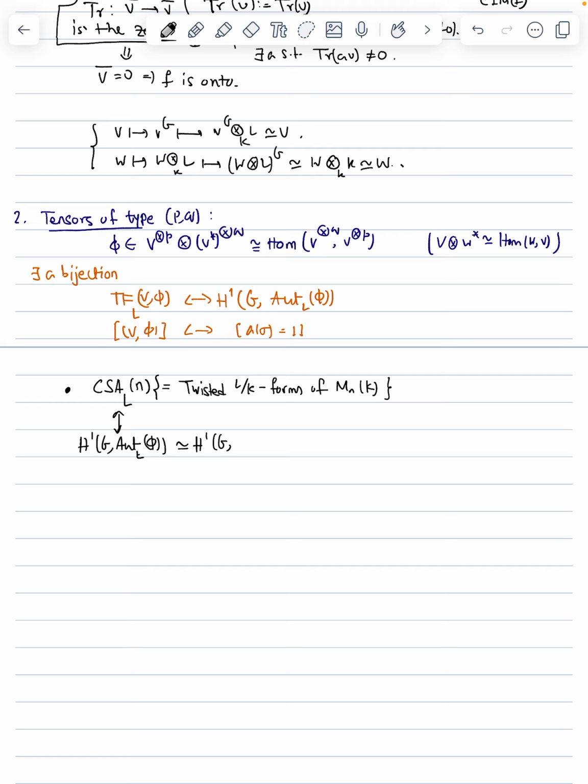Modulo the center, because when two elements are in the center they give rise to the same automorphism under the inner automorphism. So this is actually nothing but PGL_n(L). So this gives rise to this nice characterization of central simple algebras. And next I will go into details of these things. There are more applications to these, and nice examples in which this main theorem is used.